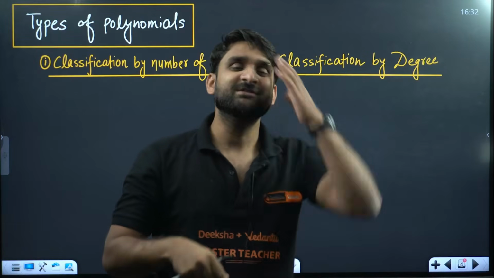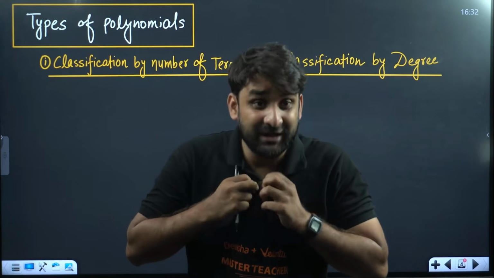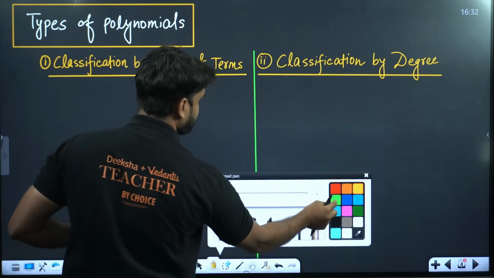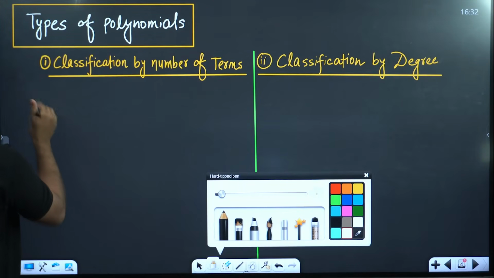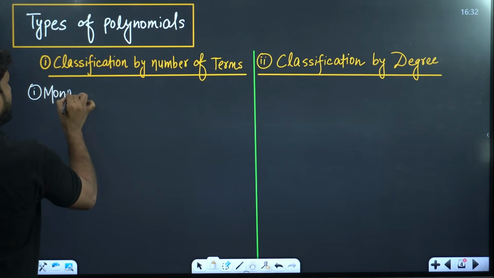You can say power of variable, according to highest power of variable, which is also called degree. So let's talk about both. First is classification by number of terms. So my dear, the first polynomial according to number of terms is monomial.